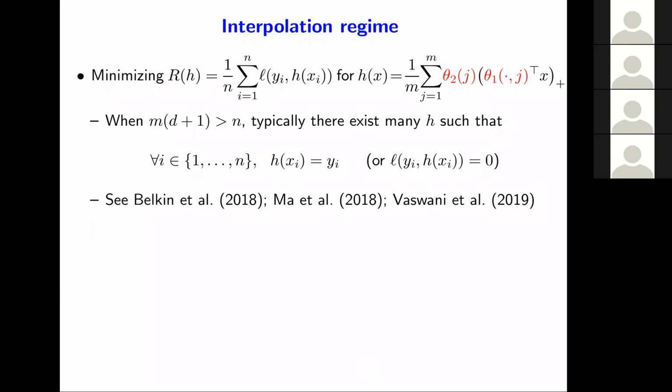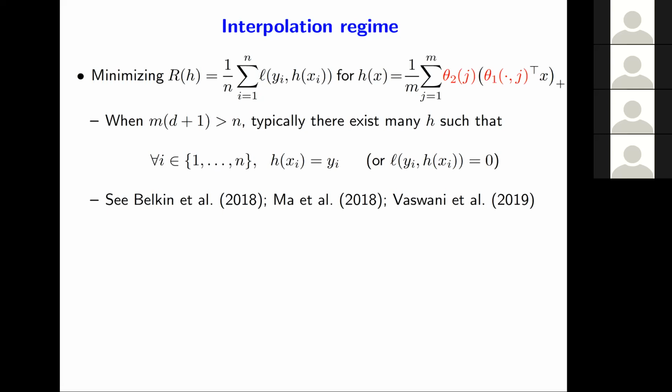So why is it difficult? Because we are looking at a number of parameters. If I have n hidden neurons, then the number of parameters is n times (d plus one). When that number of parameters is bigger than the number of observations, you should expect that there are many functions h for which you exactly get the label, where h of x_i is exactly y_i, or if you have a different type of loss, you can have zero loss. This is often called the interpolation regime, which can be used for optimization.